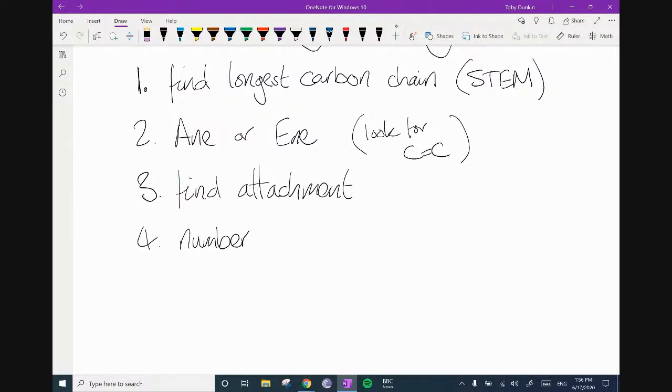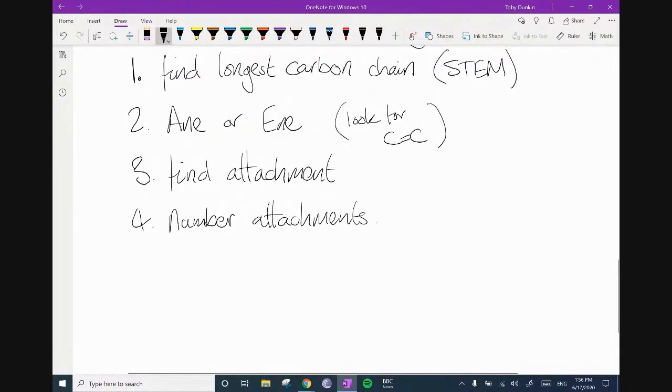Number 4, number attachments. Actually, technically it's find attachments, then number attachments. Attachments, and then that's it. Then put together. Step 5, assemble the organic name.